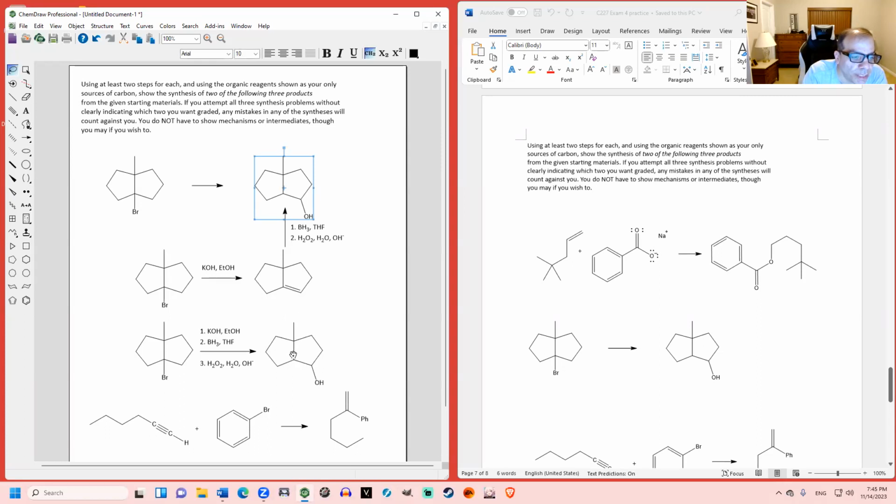You don't have to draw the intermediate compounds. You can if you want to. And as you'll notice, you don't have to show mechanisms.